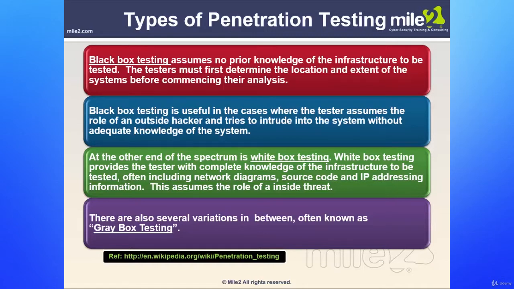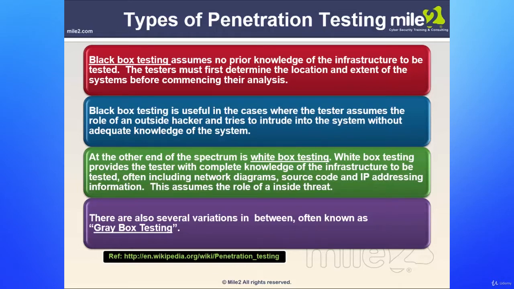At the other end of the spectrum is white box testing. White box testing provides the tester with complete knowledge of the infrastructure to be tested, often including network diagrams, source code, and IP addressing information. This also assumes the role of an inside threat, also known as the insider, also known as the disgruntled employee. Right? Very important. And there are also several variations in between, which are often known as gray box testing.